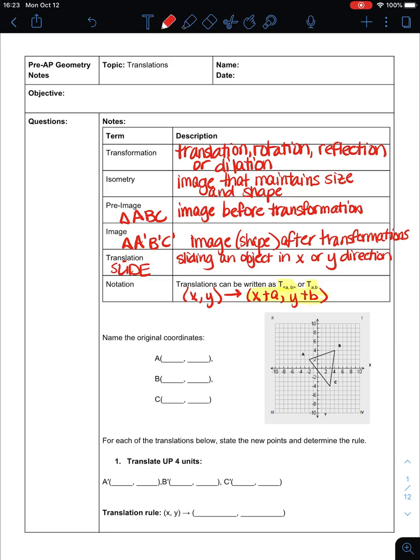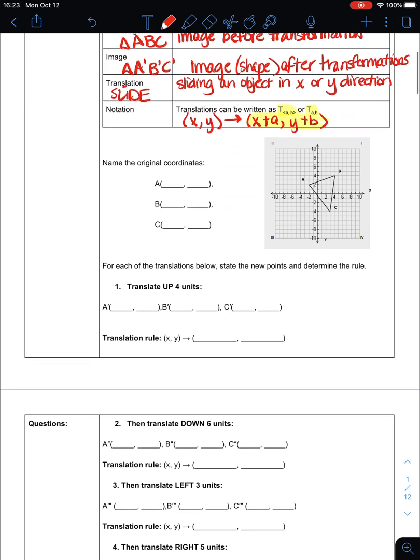So let's look at some translations. The original coordinates of this triangle, we'll go ahead and write those down to make this a little bit easier. We have -2, 2 for A. B is at 4, 4. And C is at 3, -4. Because everything will be based off of where its original location is. So we have our pre-image.